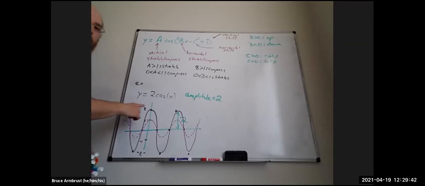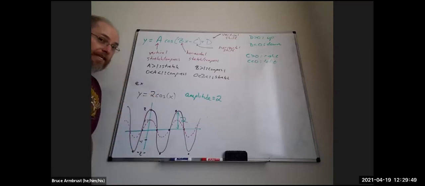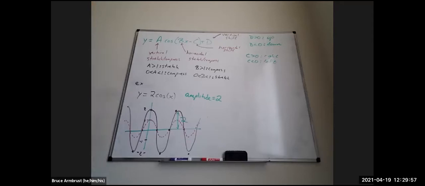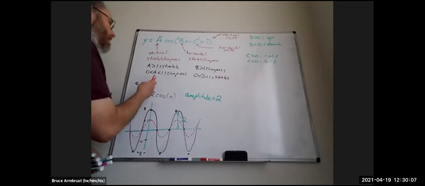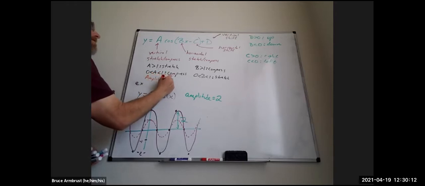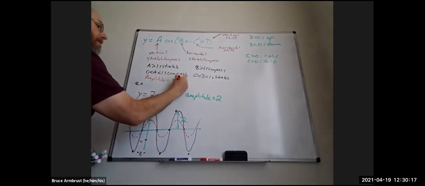Okay, so that was 2 times cosine. Had it been 5 times cosine, this would have been up to 5 and minus 5. 13 times cosine, up to 13 and minus 13. 1/2 times cosine, up to 1/2 and minus 1/2. And so no matter what that A is, it's going to change the amplitude. So if we want to make a general statement here, we can say that the amplitude is the absolute value of A.